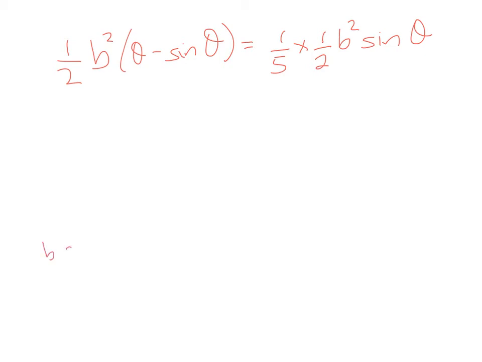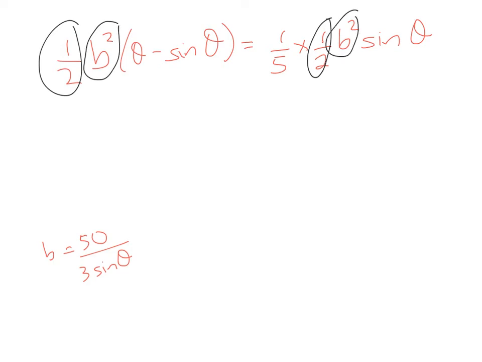Remember my goal here is to show that B is equal to 50 over 3 sine theta. So I can see some stuff coming through in here. What I'm going to do is do the obvious things with this equation and then see what else I can pop in here. So I need to clean this up a bit. I've got a common factor of 1/2 on both sides, and another common factor of B squared. So I'm going to divide both sides by 1/2 B squared. And that's going to leave me with theta minus sine theta is equal to 1/5 sine theta.